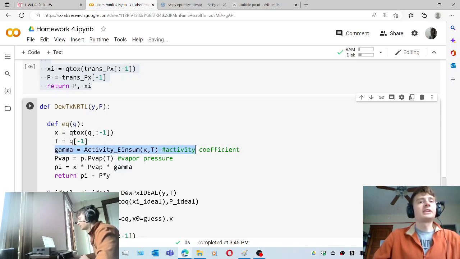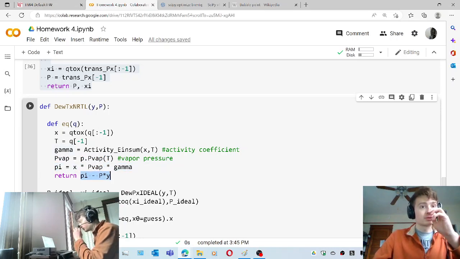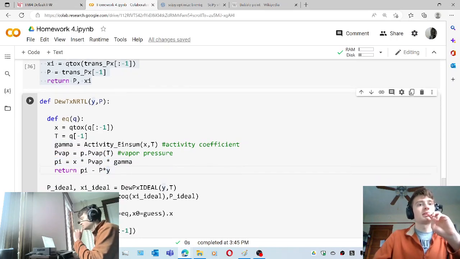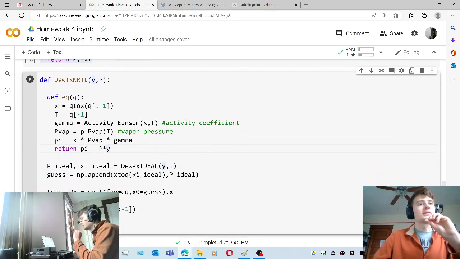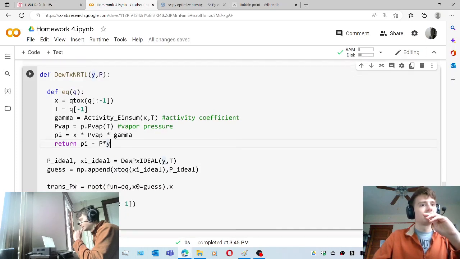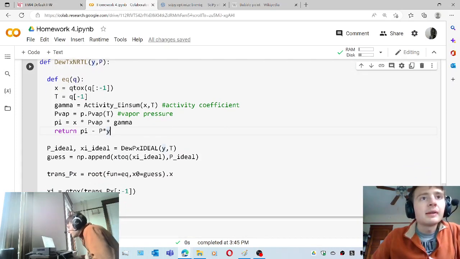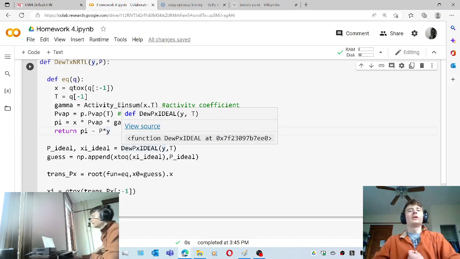Let's see, I still calculate gamma. I can still calculate the vapor pressure. And then I still calculate the partial pressure and find when the partial pressure is going to be equal to 0. And so now, let's see, where am I at now? I think I'm missing something in here. Well, actually, I think I'm good.